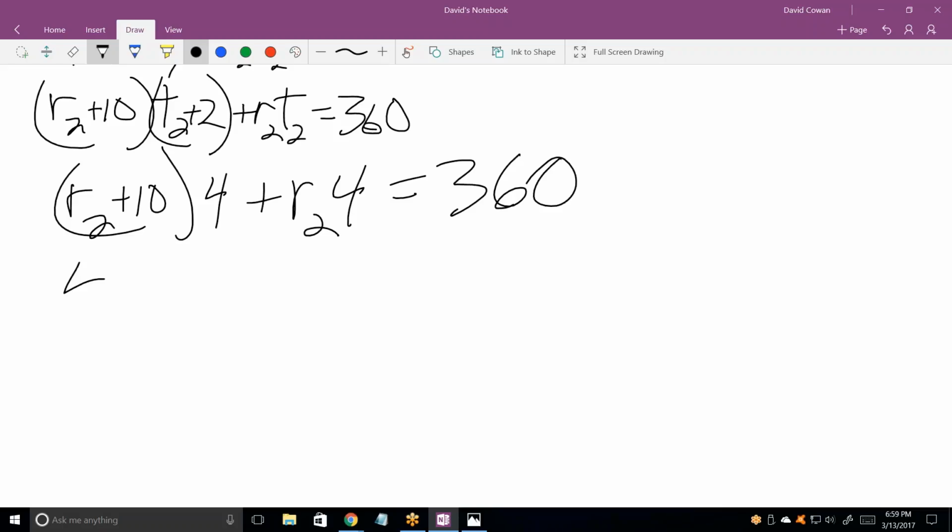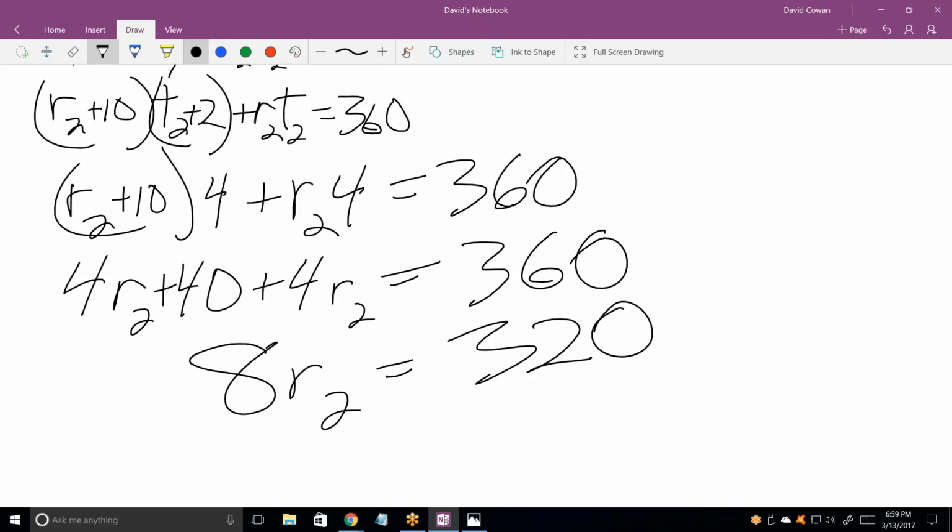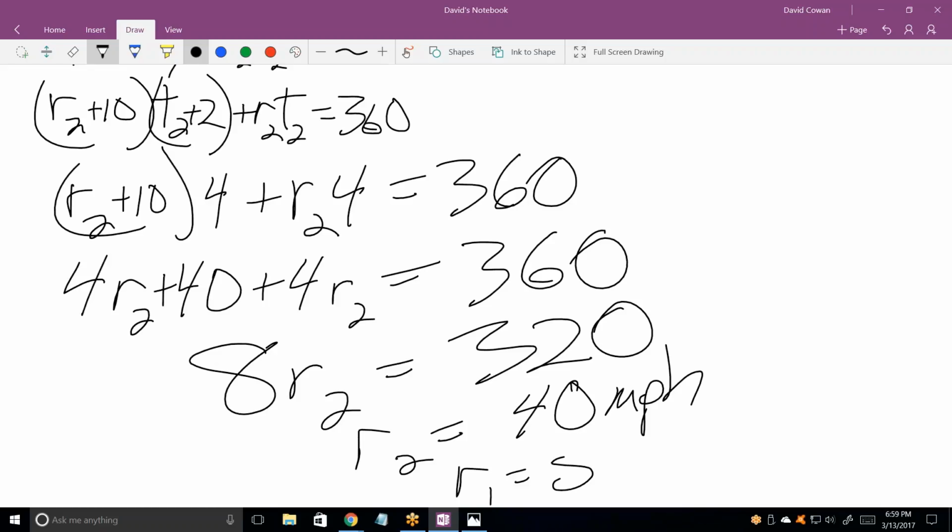And that gives me 4R sub 2 plus 40 plus 4R sub 2 equals 360. That gives me 8R sub 2 equals 320. And it gives me the rate of the southbound train is 40 miles per hour, which means the rate of the northbound train is 10 miles an hour faster. There's your answers.